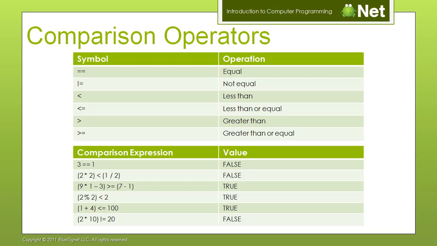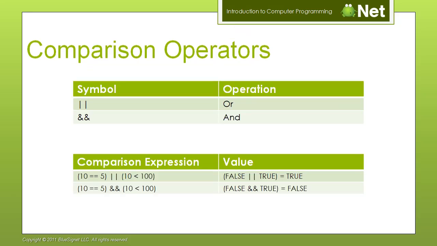2 mod 2 is less than 2. That is also a true statement because 2 mod 2 is 0. Remember our example from before: when you divide 2 into 2, it's 1.0, and 0.0 times 2 is 0. There's your modulus. Next, we have 1 plus 4, which is 5, is less than or equal to 100. Looks true to me. And next we have 2 times 10, which is 20, does not equal 20, and that's just flat wrong. I can't even believe that I actually typed that. So there are some examples of using comparison operators.